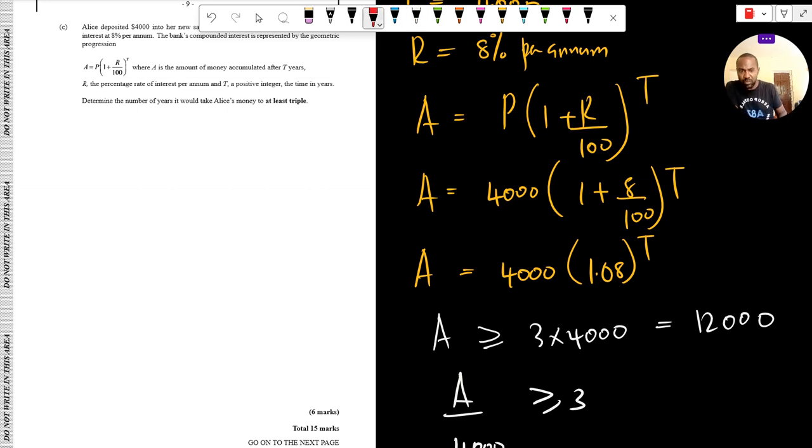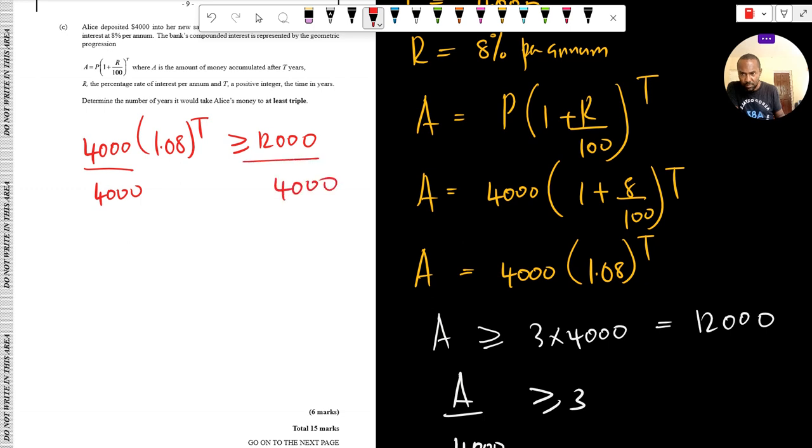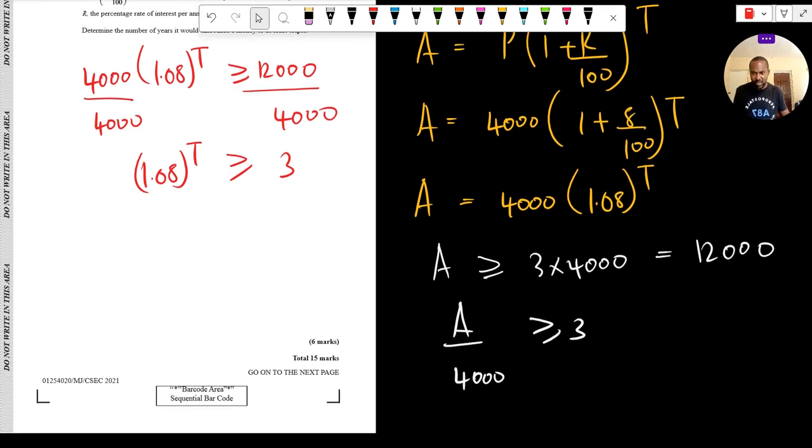There are many ways we can write this equation. We can also say that 4,000 times 1.08 to the power of T is greater than or equal to 12,000, which means that if we divide both sides by 4,000, then 1.08 to the power of T must be greater than or equal to 3. Now, for the purpose of solving this equation, we're going to let 1.08 to the power of T equal 3.